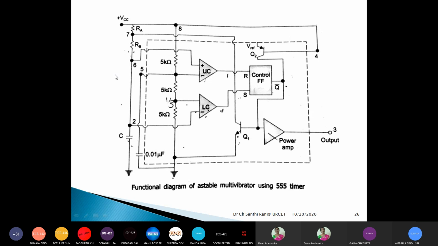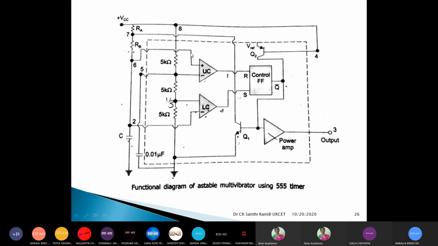Then you just observe the upper comparator, right? Upper comparator reference voltage is just 2/3 VCC. You see, this capacitor is a 0.01 microfarad capacitor, which is recommended by the manufacturers. So if you are not giving any external voltage to the fifth pin, you connect it to 0.01 microfarad. Now at this pin we will have 2/3 VCC because of this 5 kilo ohm resistor. So 2/3 VCC is the reference voltage.